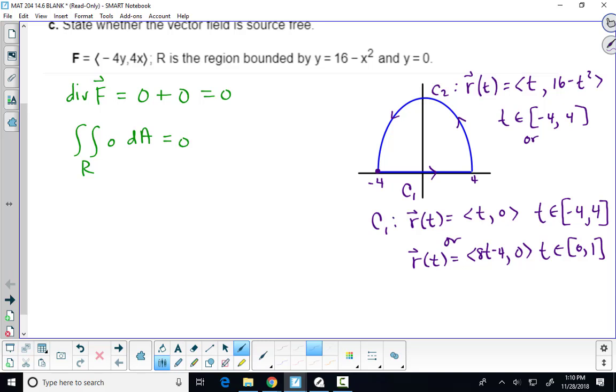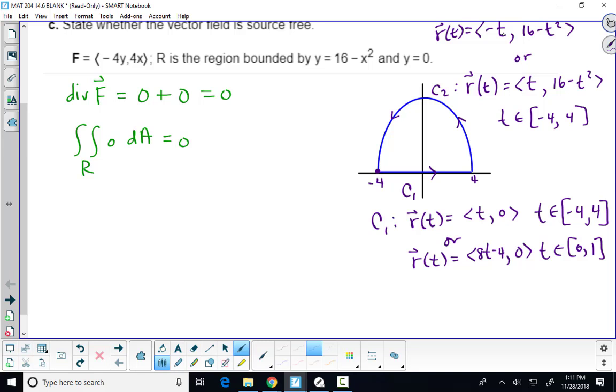Let me move it over somewhere else out of the way. Let's go above it. Another type of parameterization that we could do is r of t equals, and I think this is what they do, probably -t, comma 16 minus t squared.